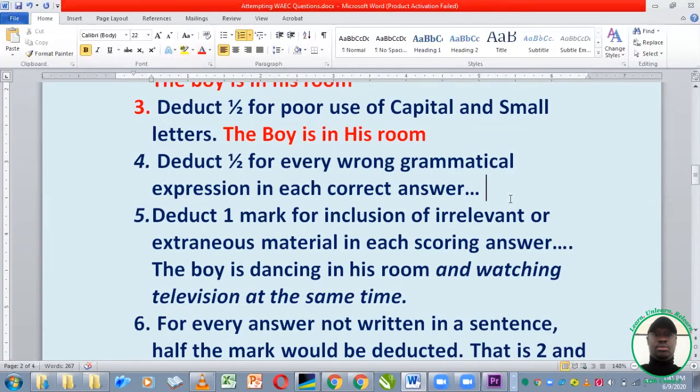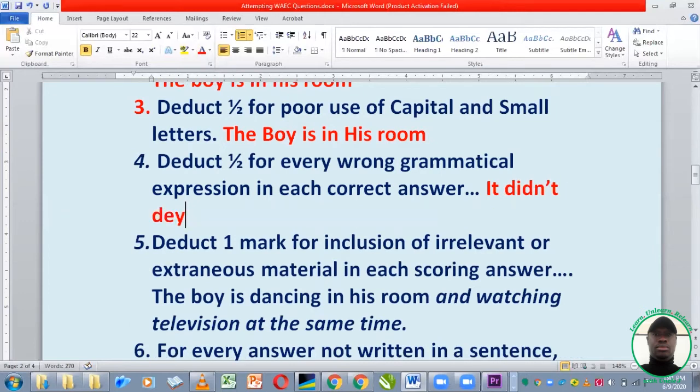If you make any grammatical error, you will lose half a mark. For example, if you write something like this, maybe the question is, where is your father? And you want to respond and you give them something like this: He didn't dare. Now, this is not even English. So they will have more reasons to deduct more than half a mark from you.